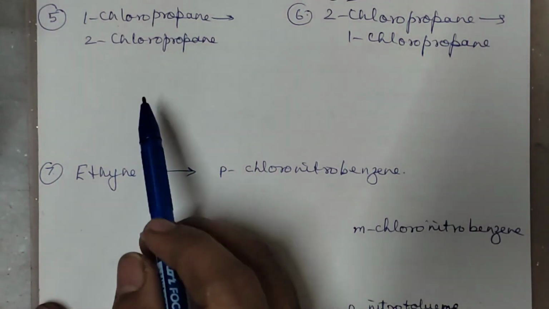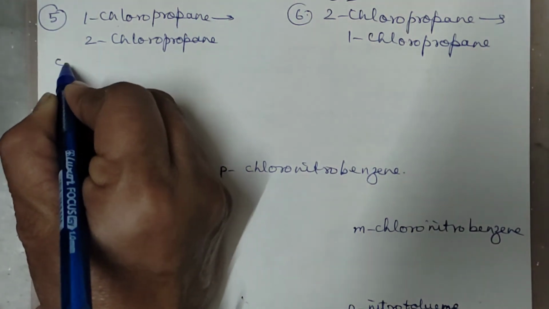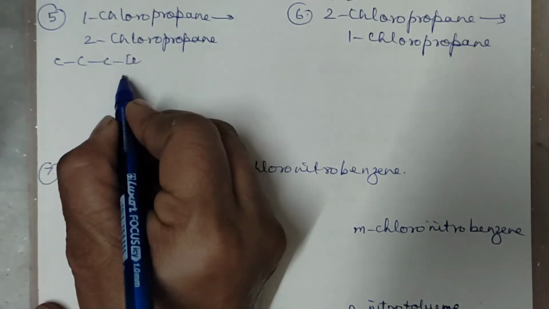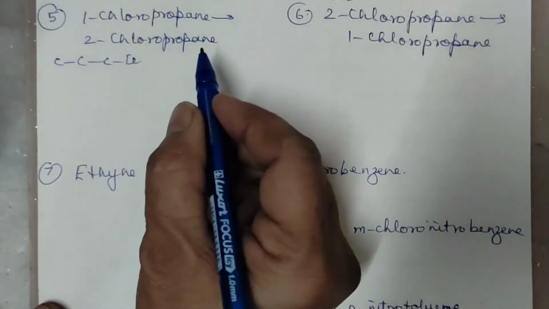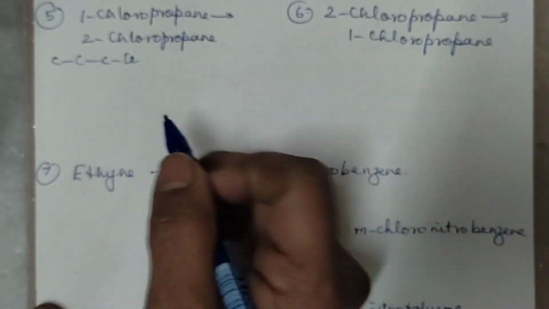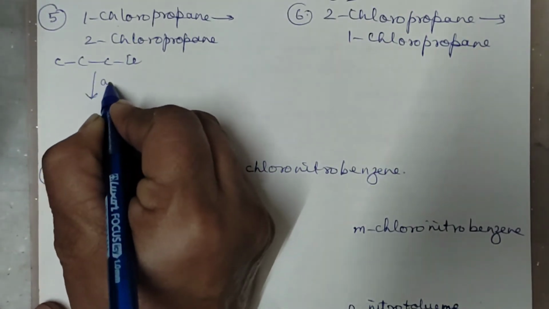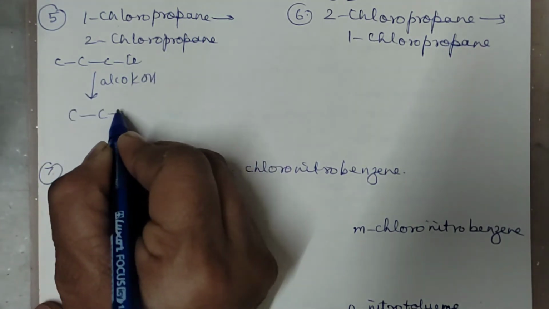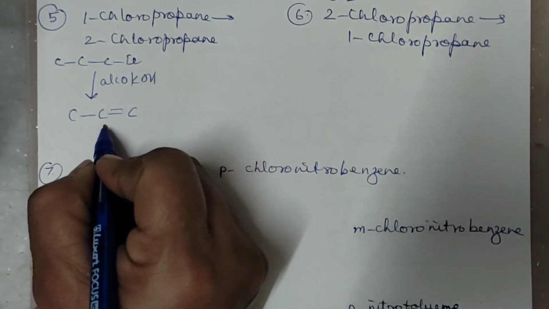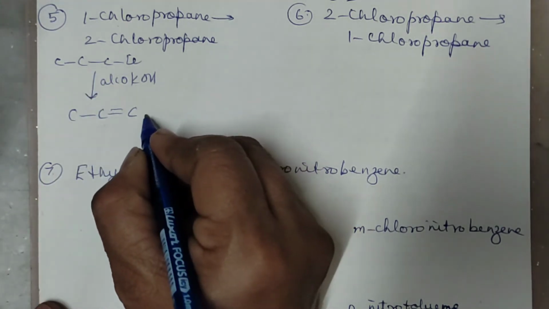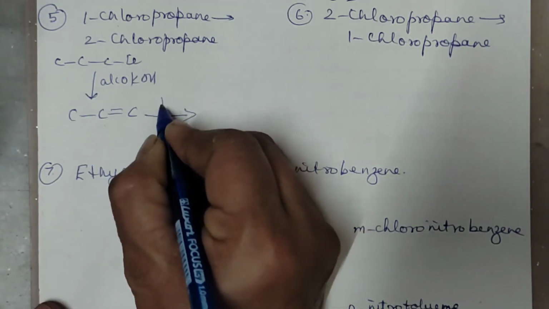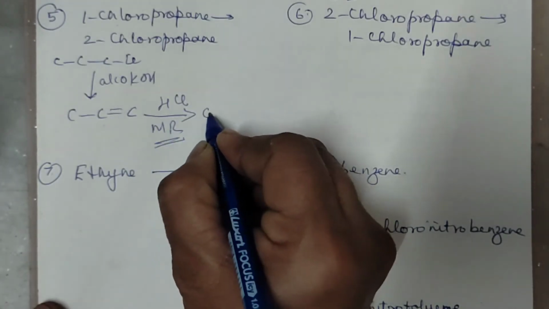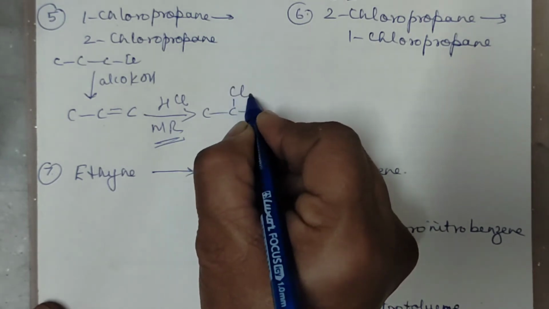1 chloropropane to 2 chloropropane. 1 chloro. I am just drawing the carbon skeleton. I think that is enough to understand. 1 chloro you want to convert to 2 chloro. The procedure is somewhat like what I have discussed now. You will first carry out the reaction with alcoholic KOH. So you will get a double bond here. Now you want a 2 position Cl. That means to this you will add HCl by Markovnikov addition, Markovnikov's rule. So you will get Cl here at the center carbon atom.